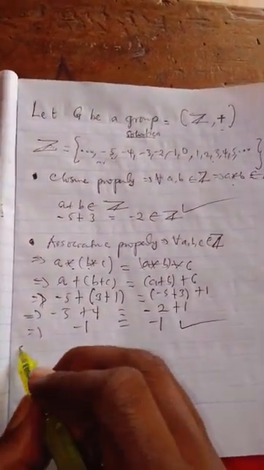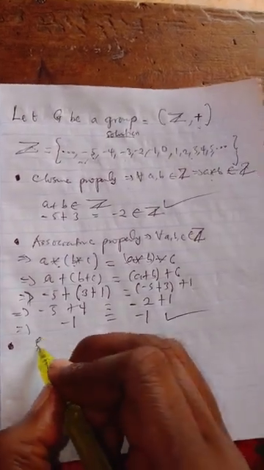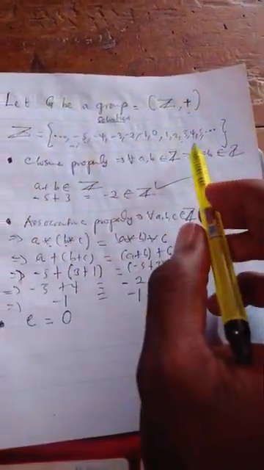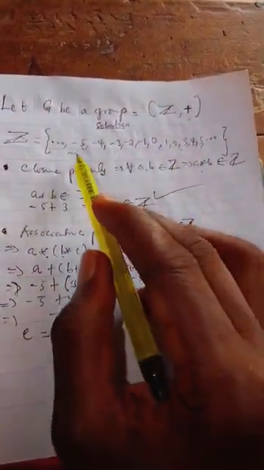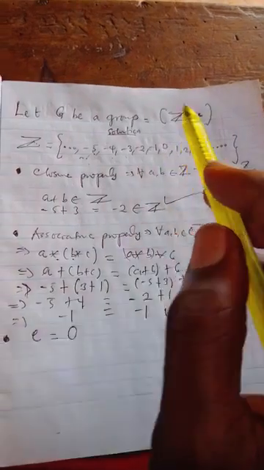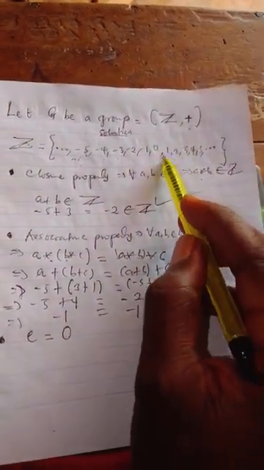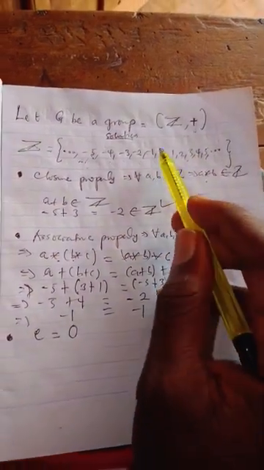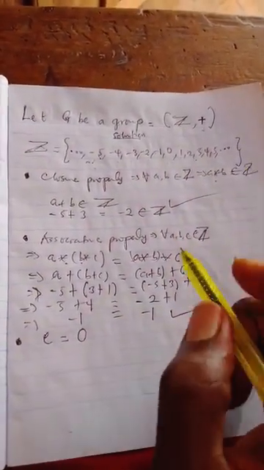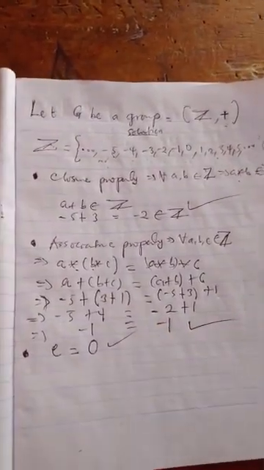Alright, what is the next property we have to check? The identity element. Now, what's our identity element here? Our identity element is 0. Why? Because if you add 0 to all members of this set of integers, it's going to remain the same. -5 plus 0 is -5. -4 plus 0 is -4. -3 plus 0 is -3. -2 plus 0 is -2. -1 plus 0 is -1. 0 plus 1 is 1. 0 plus 2 is 2. 0 plus 3 is 3. 0 plus 4 is 4. 0 plus 5 is 5. So it is the neutral element. If you add 0 to all numbers here, the number is not going to change. So we said the identity element is 0, so there is an existence of the neutral element or the identity element.